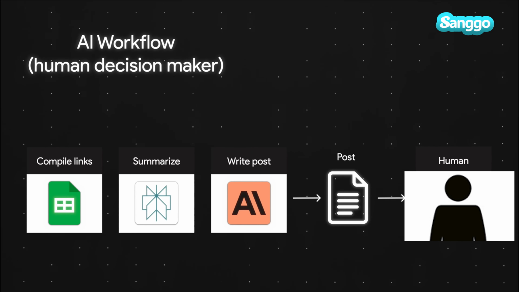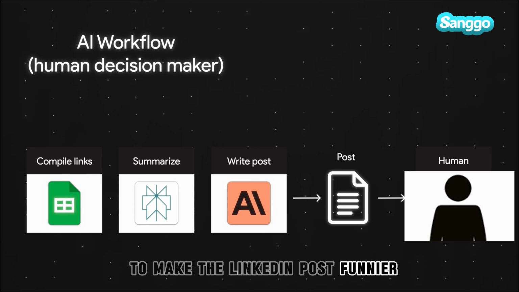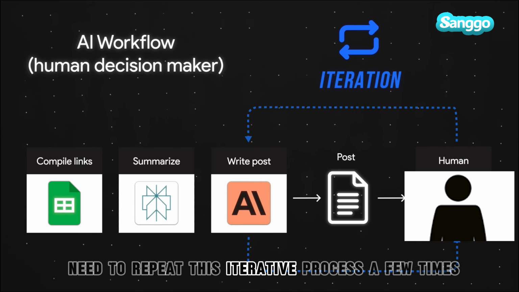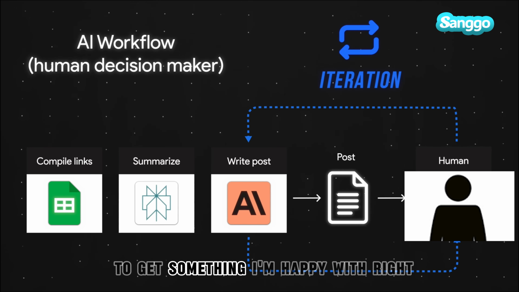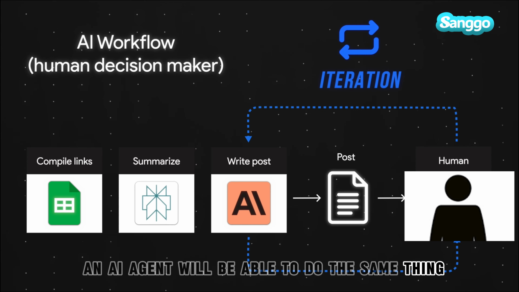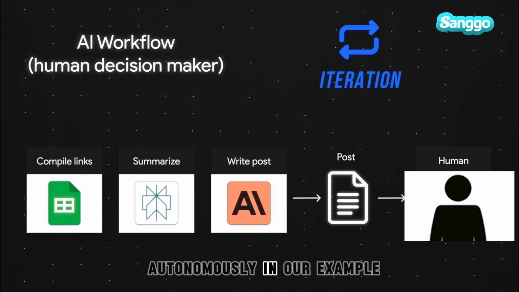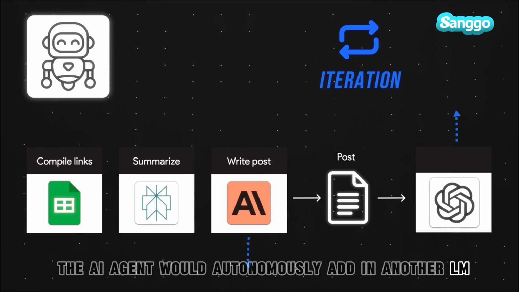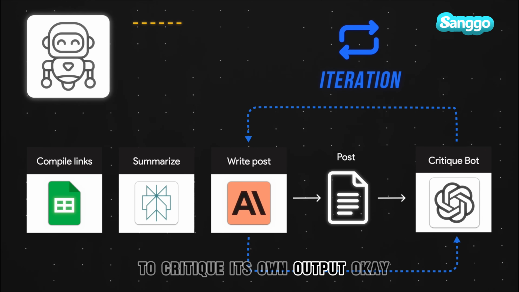A third key trait of AI agents is their ability to iterate. Remember when I had to manually rewrite the prompt to make the LinkedIn post funnier? I, the human, probably need to repeat this iterative process a few times to get something I'm happy with, right? An AI agent will be able to do the same thing autonomously. In our example, the AI agent would autonomously add in another LLM to critique its own output.